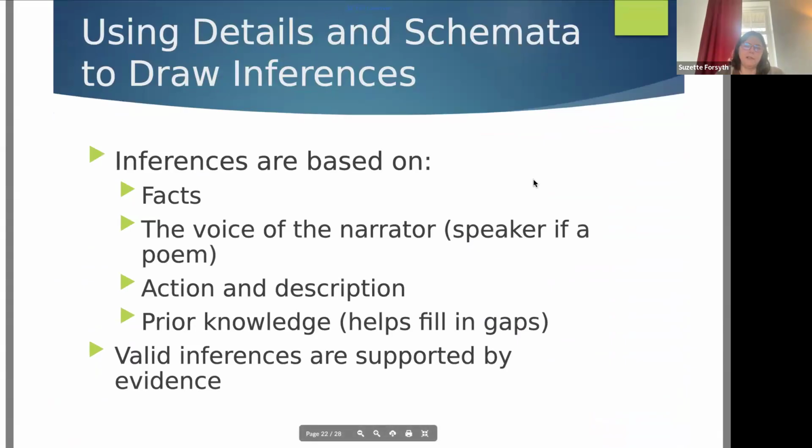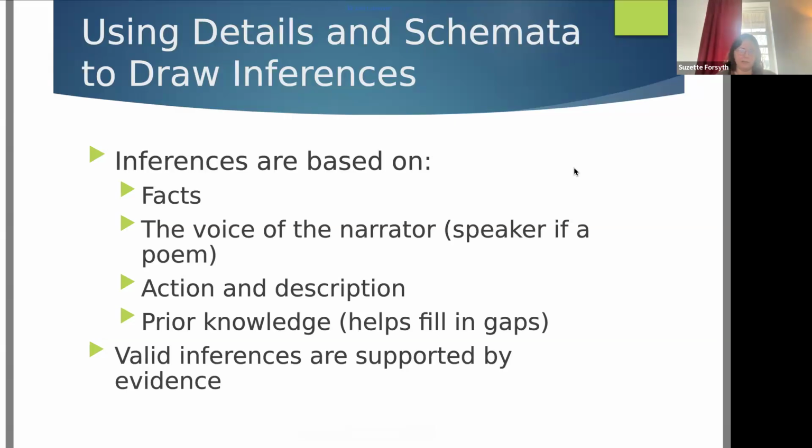So using details and schemata to draw inferences. So details are from the text, schemata from your brain, all of the information you gathered on a single topic, what you know about how people behave in certain situations, et cetera, et cetera. All of that you know about life in this world and objects in it and people in it, you combine with what the text says. And that's how you draw an inference.